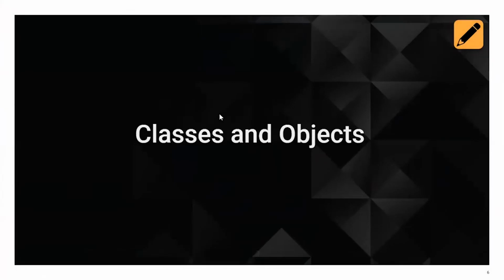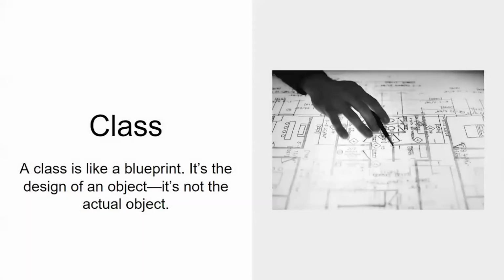Classes and objects. All right. When you think about a class, it's like a blueprint. It's the design of an object. It's not the actual object. We've got classes and we've got objects. You'll have one class and you use that class to create a bunch of objects. You define a class house and then you can make houses.